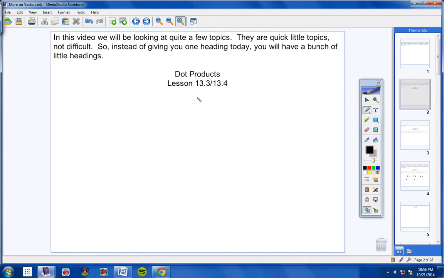Now, all of the little headings we're going to have today are either from lesson 13.3 or 13.4. So I'm not going to differentiate between the two. We're kind of doing a conglomeration and combination of the two lessons. I'm not going to put that up here every time, but understand we're going to go back and forth between 13.3 and 13.4.